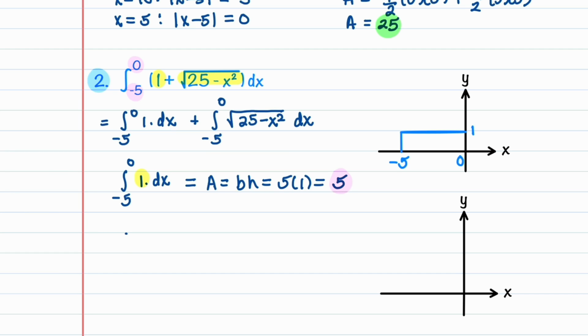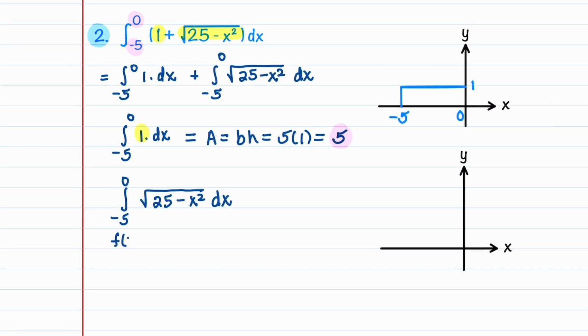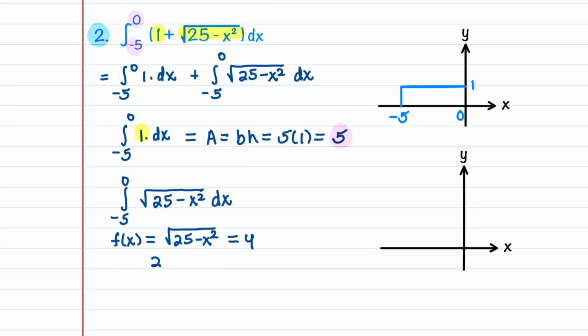Let's now look at our second integral. This one is definitely harder. We have the square root of 25 minus x squared dx. Our f of x is the square root of 25 minus x squared. And I think this is easier if we think about this as y. We can then square both sides and we get 25 minus x squared is equal to y squared. So we have 25 is equal to x squared plus y squared.